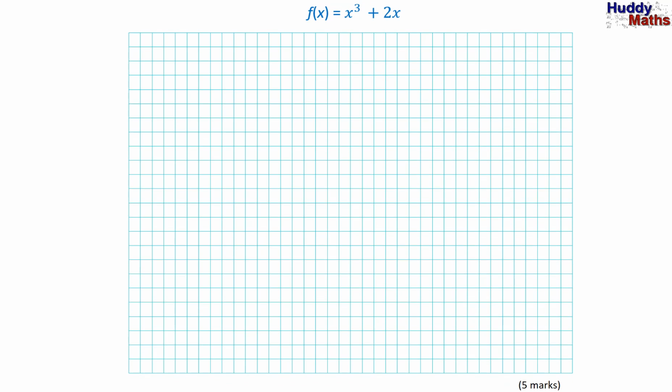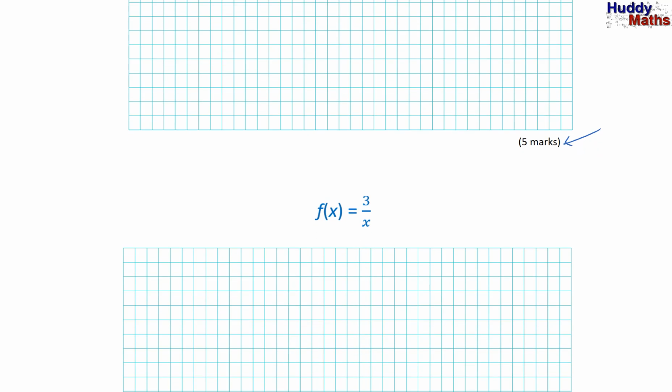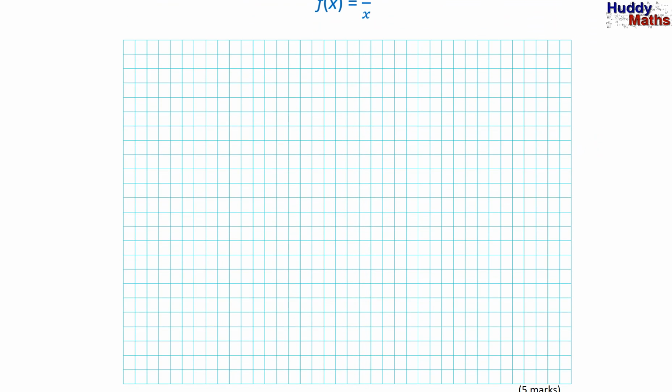And this one's worth 5 marks. So in SACE, it's basically 1.2 minutes a mark. So you should be able to do this in about 6 minutes. Okay, pause it and have a go. Okay, let's look at the next one. Again, 5 marks. Pause it and have a go.